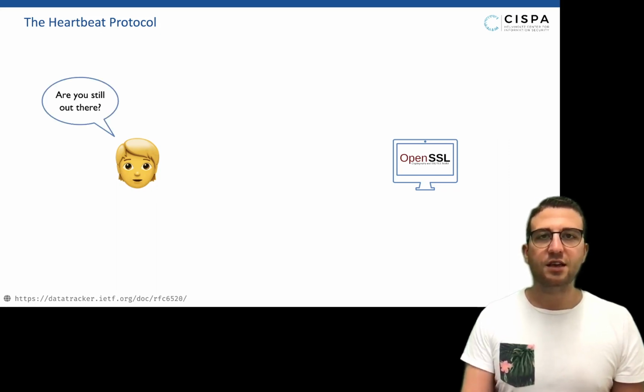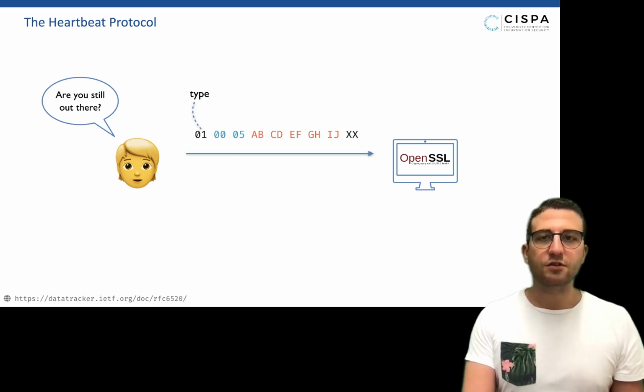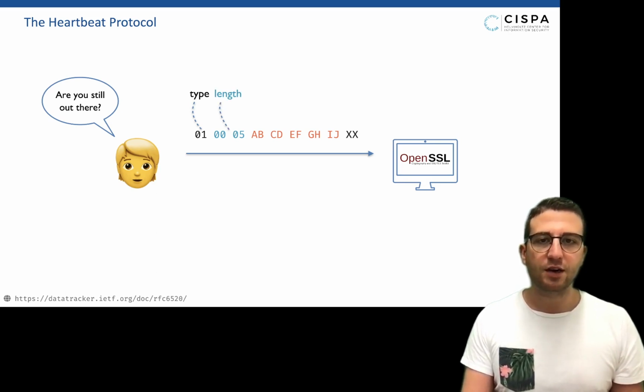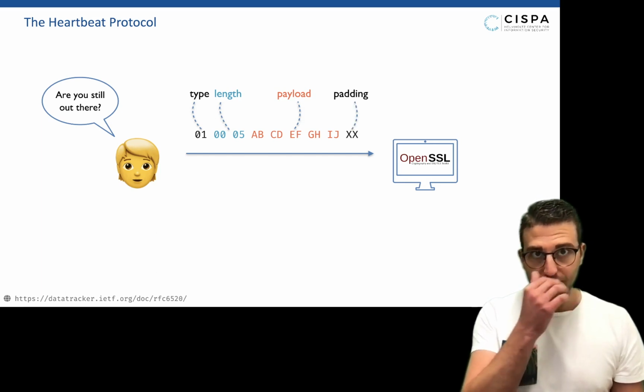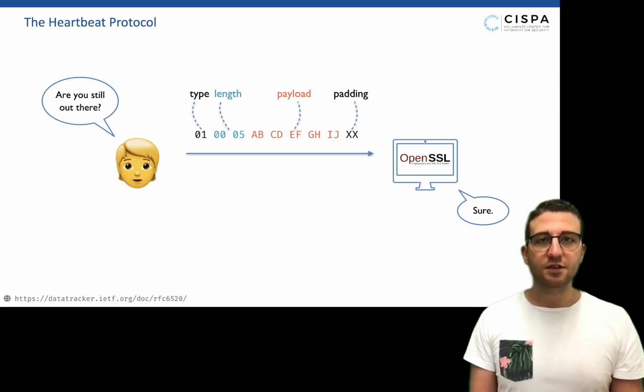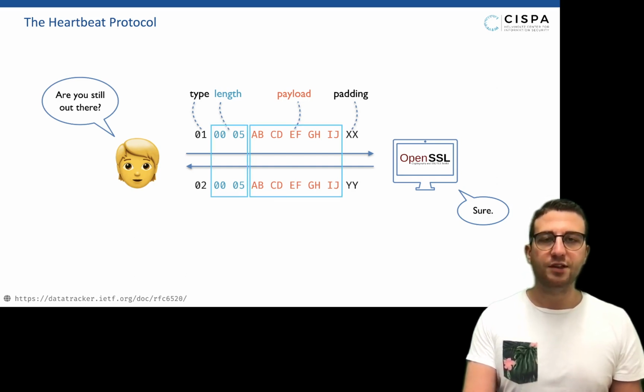The idea is that a client wants to ask a server whether the server is still alive, and it does so by sending a heartbeat request message to the server. This message consists of a type, which is always 1 for requests, a length specification that describes the number of bytes in the payload, and then the message is concluded by a padding. If the server is indeed still alive, it responds with a heartbeat response message with type 2 and a length and payload field that match the request, and then the message concludes by a random padding again.